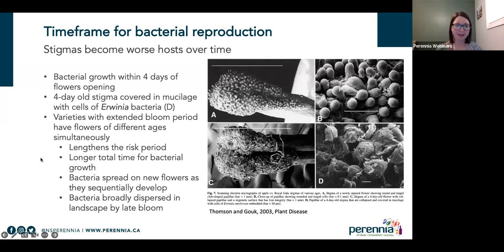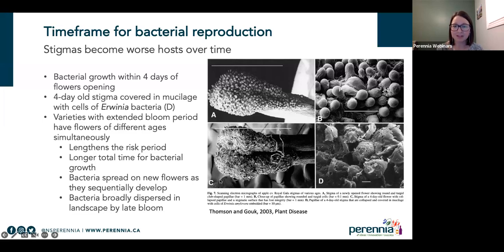So I mentioned that there's a time frame for bacterial reproduction, and that's because the flower ages over time and the stigma becomes a worse host of that bacteria over time. So this is an awesome photo to show that concept. A and B here are showing a newly opened flower. This is the stigma of that flower. It's really healthy. These papillae are nice and turgid and supportive of bacterial growth.